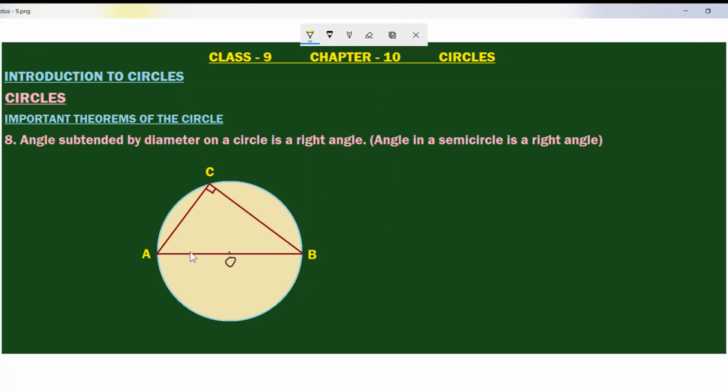Now, the angle in a semicircle. This is the angle in a semicircle. You know this one. This one is one semicircle and this one is one semicircle. We know the diameter will divide the circle into two equal parts. This is one part of the circle and this is another part of the circle. So ACB lies in the semicircle. Got it? So how can we prove this?